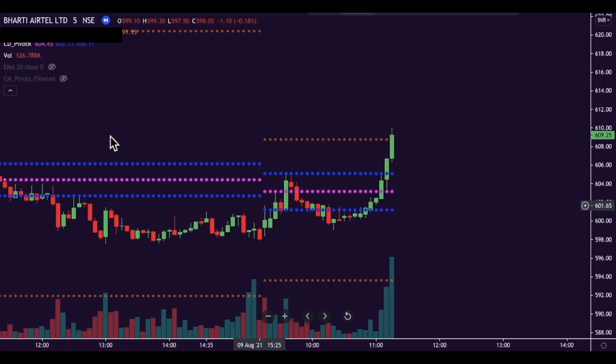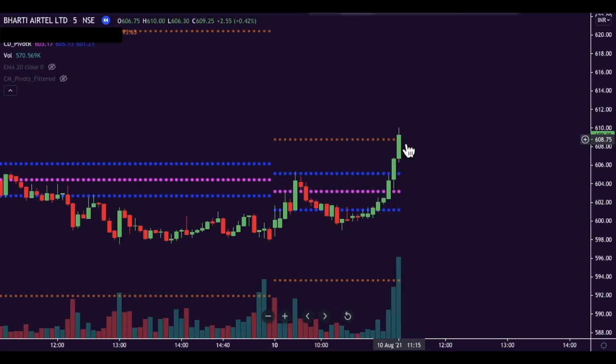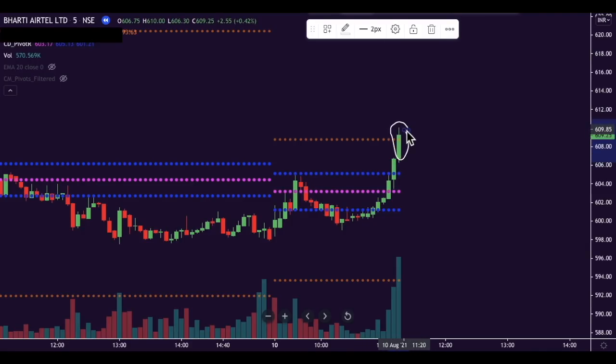Now traders, the next stock we got as per our scanner was Bharti Airtel, 5 minutes time frame. If you look at this chart also, the market was moving within the CPR level. It broke the R1 level with a small wick. So this is the breakout candle. Along with that, we have got volume. Volume is very important because that shows buyers' pressure. Buyers are interested at this price.